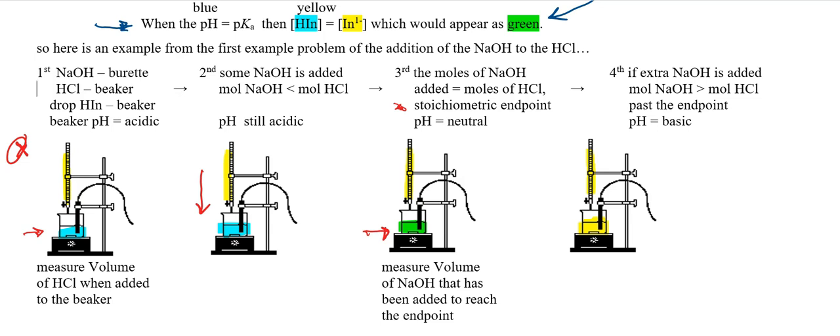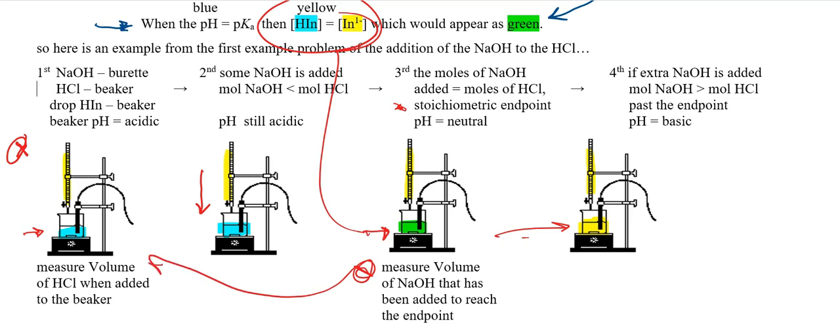At that instance, the solution would have turned green because you're at the point of neutrality. There's no extra base, there's no extra acid. What's causing this is just you're at the pKa of your indicator. So if you end up in a lab adding a little bit more sodium hydroxide, which a lot of students do, you blow past it and you have to do it again and stop when it's green. Because when it's green, you can measure the volume of the sodium hydroxide that has been added.